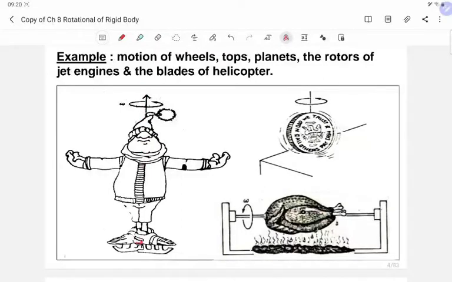So this is the axis. This is the axis of rotation. The same goes for this one. Okay, for rotational of rigid body, there must be an axis of rotation.